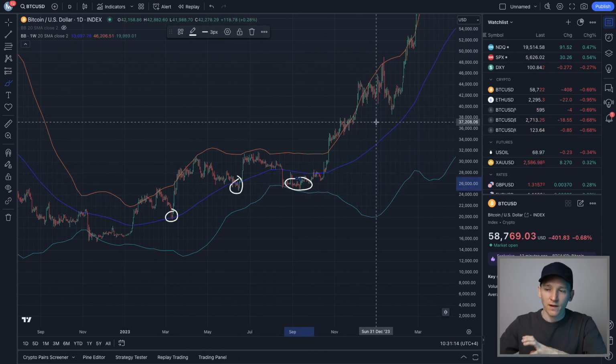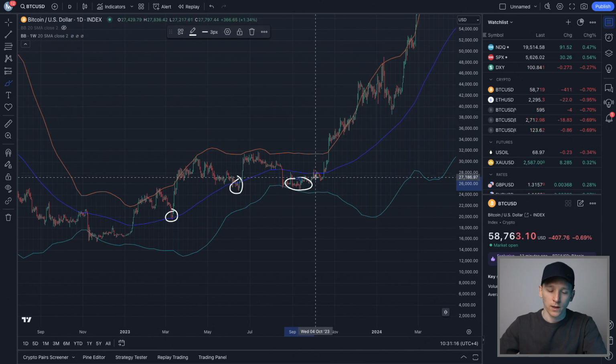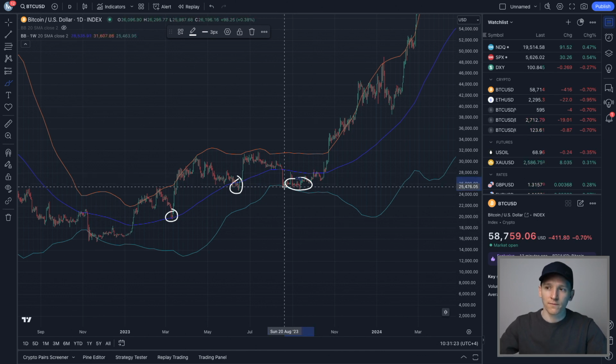So that's a very, very high time frame look on the weekly. Use it to identify trends and then trade with those trends on the higher time frames. Then you can go down into the lower time frames and actually get your entries.